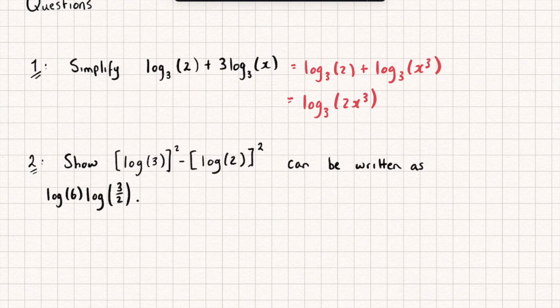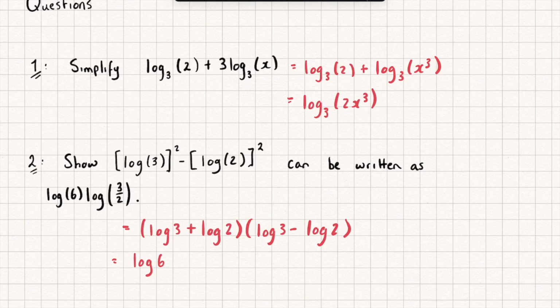And so using my knowledge of the difference of 2 squares, I'm going to rewrite this as log 3 plus log 2 multiplied by log 3 minus log 2. And now if I take a look at this and apply my product rule to the first bracket, I'm going to get log of 3 multiplied by 2, which is 6, multiplied by, now let's use the quotient rule, log of 3 over 2. And we've gotten to what we needed to get to.